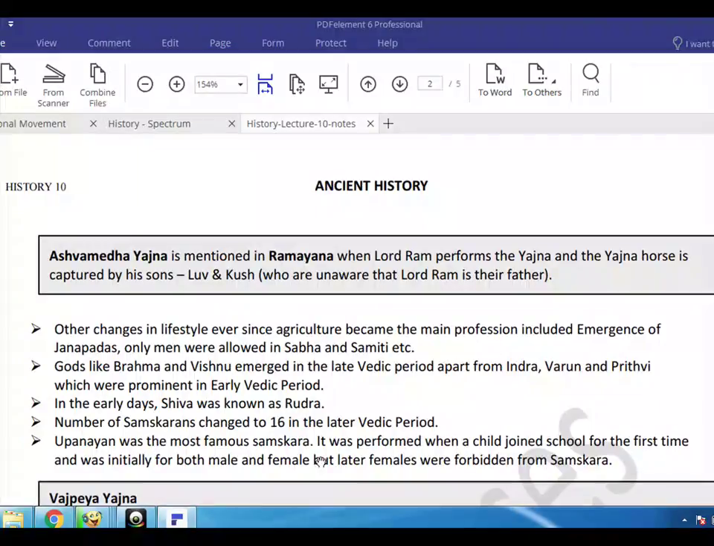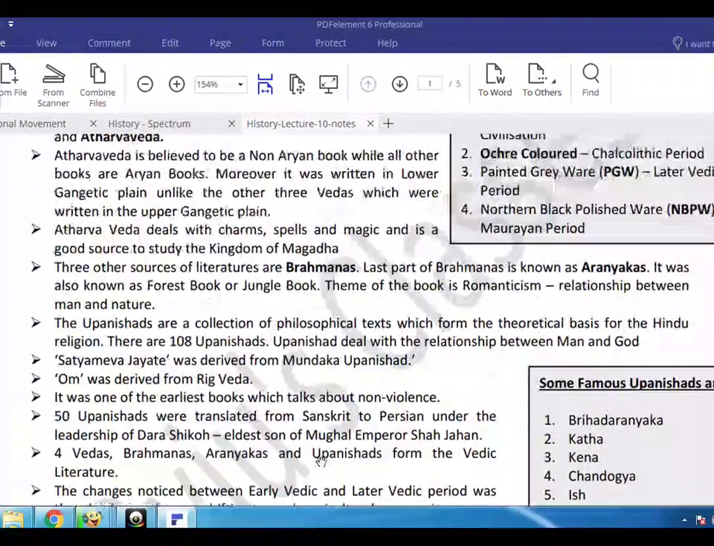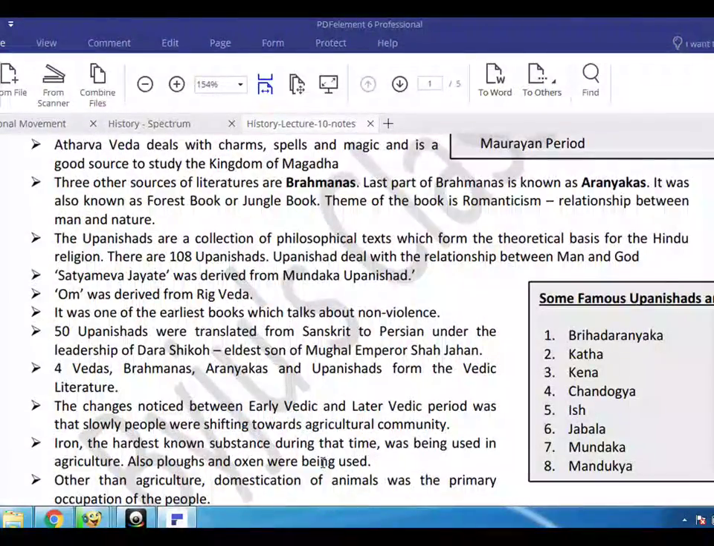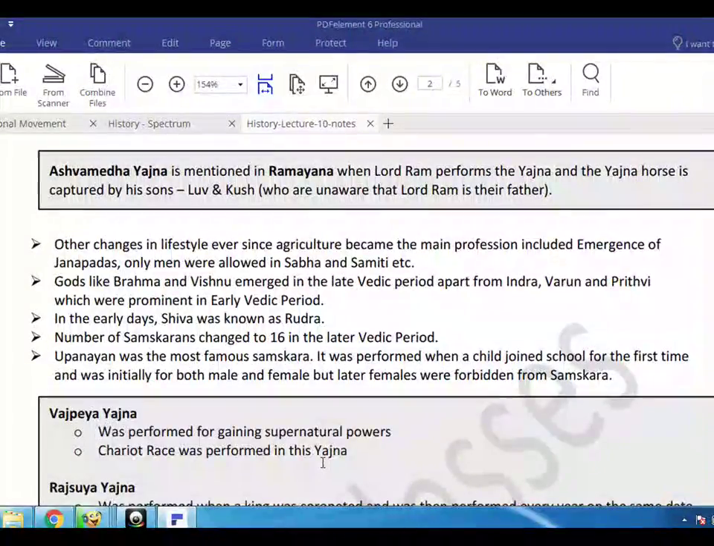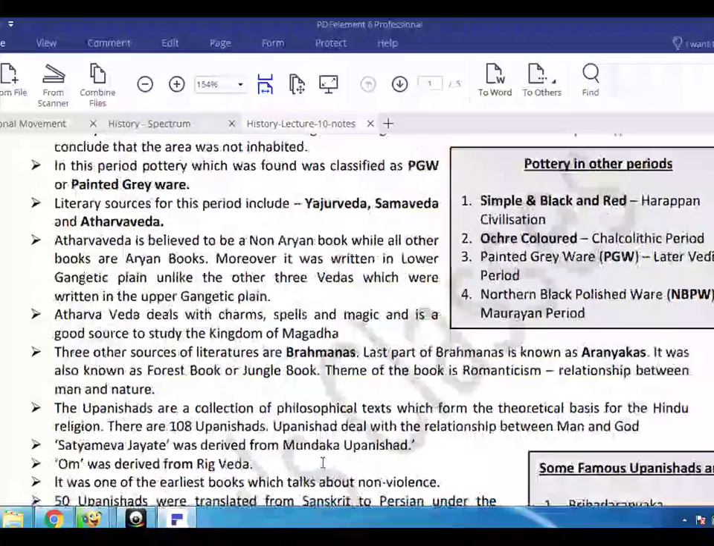Pottery in other periods. 1. Simple and black and red, Harappan civilization. 2. Ochre-colored, Chalcolithic period. 3. Painted grey ware, PGW, later Vedic period. 4. Northern black polished ware, NBPW, Mauryan period.